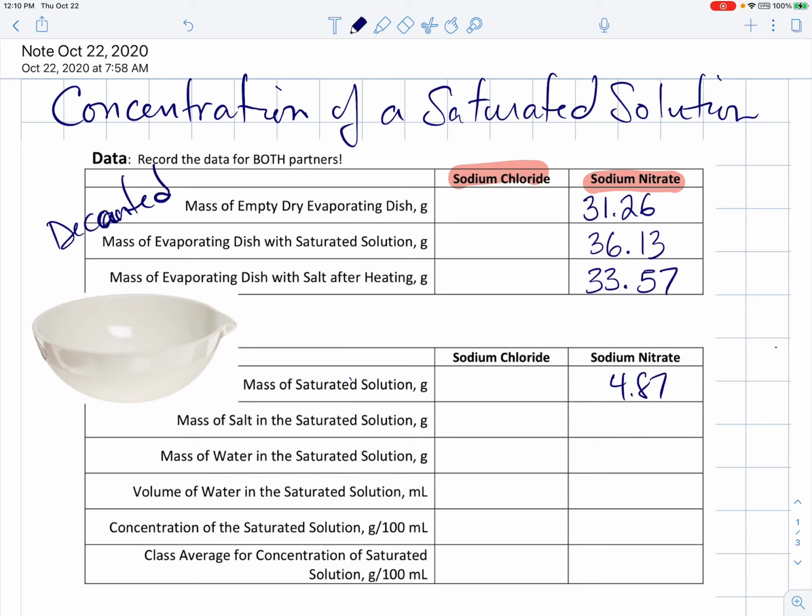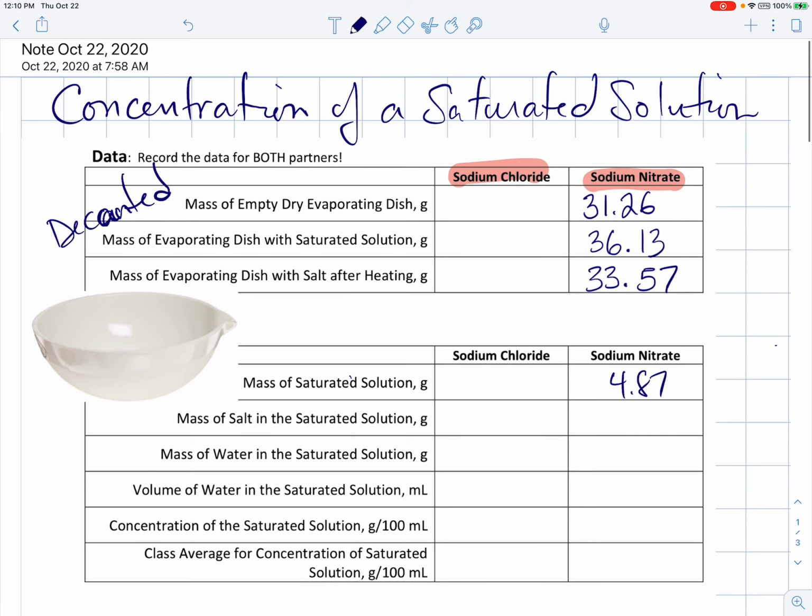So 36.13, take away 33.57, the mass of the dish with the solution minus the mass of the dish with the salt. The difference is the mass of water that was in the solution. So down below, the mass of water was 2.56 grams.